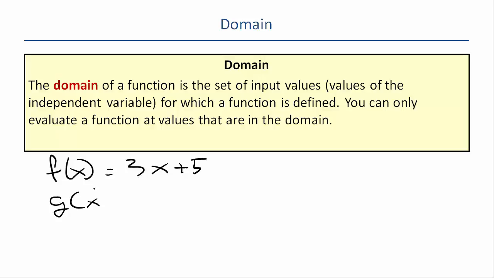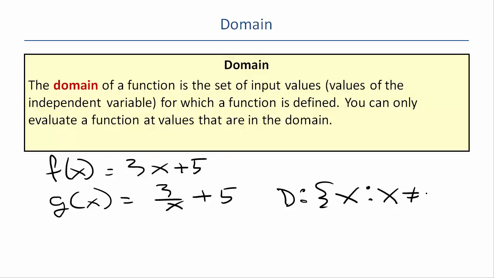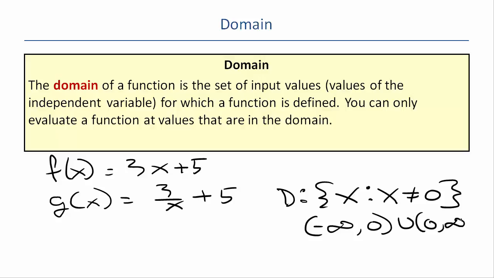But if you now have the function 3 over x plus 5, this is a potential problem, and the domain, right, is going to be the set of all x's such that x does not equal 0. Right? That's one way of writing it, or you could just say, okay, negative infinity up to 0, union 0 to infinity. And we use round brackets because it can't include 0. There's a lot of different ways we can describe what the domain is, but basically it just can't be 0, right?